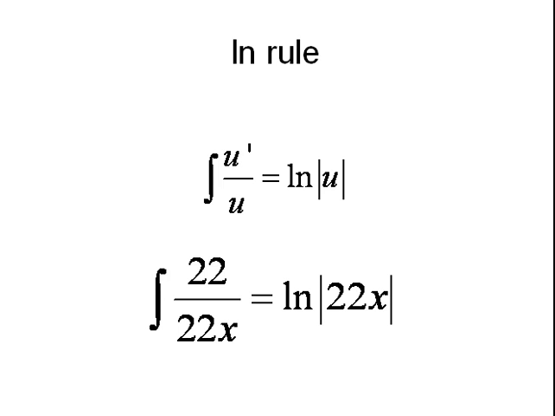Our final rule is the ln rule. This rule is like the e to the x rule in a sense that you must have u prime and it gets consumed in the integral. The rule is that if you have u prime over u, then the integral will become ln absolute value of u. In our example, we have 22 over 22x, which follows our rule perfectly. Since 22 is the derivative of 22x, we continue on with the rule in which 22 is consumed, and we are left with ln absolute value of 22x.